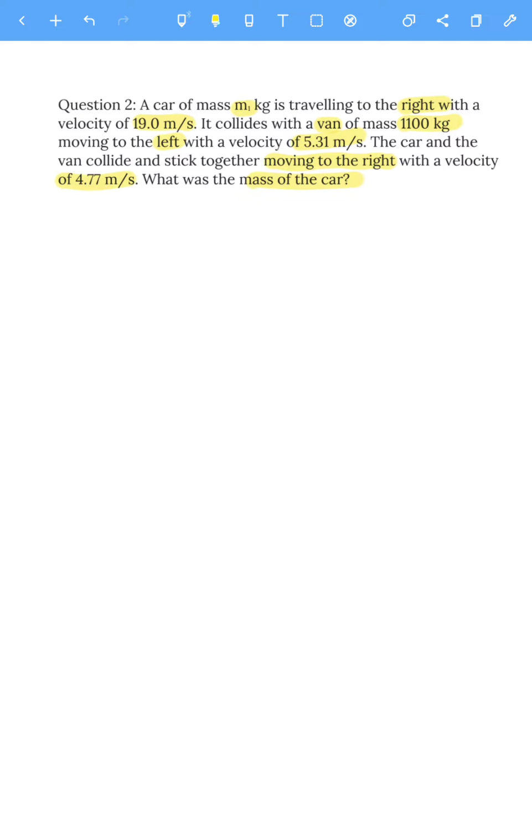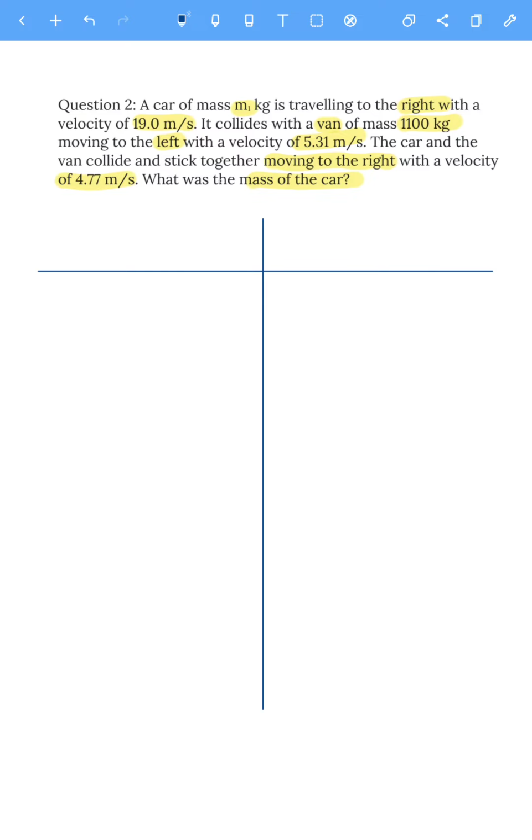So it's the exact same setup as last time. So I'm going to draw a table. And what we can say is that the momentum before is equal to the momentum after the collision. That's just the conservation of linear momentum.